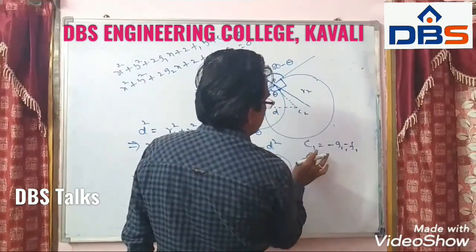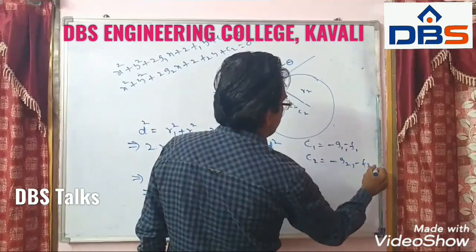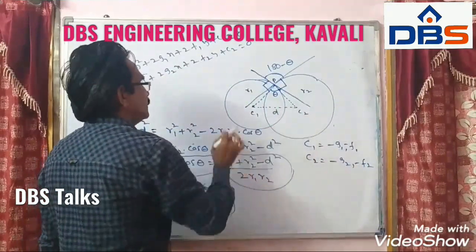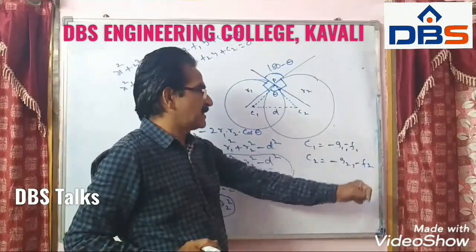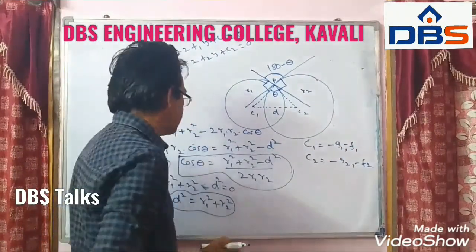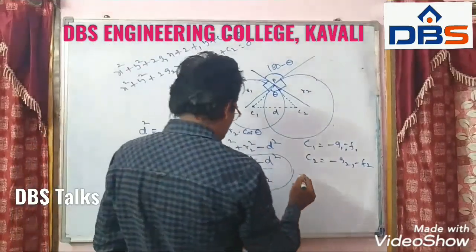C1 means the first center, and C2 is the second center. C2 is equal to minus G2 comma minus F2. These C1, C2 are different. Centers are minus G1 minus F1, minus G2 minus F2. So then what is R1?